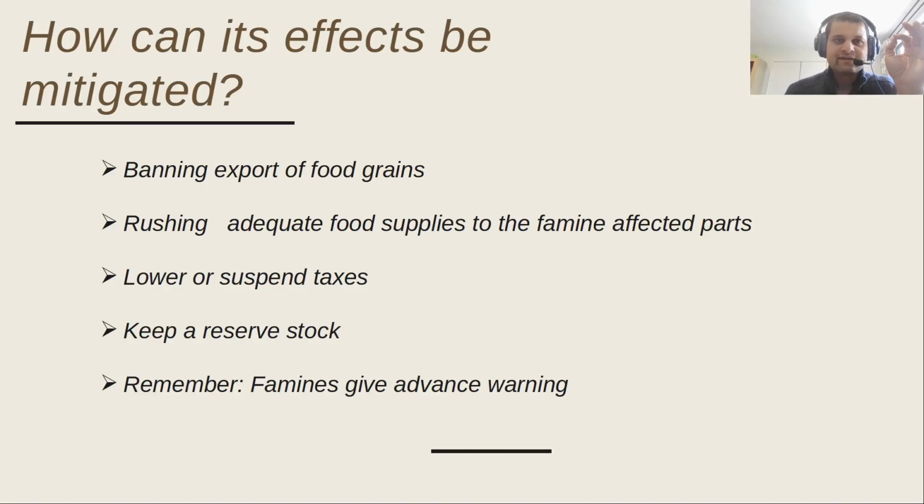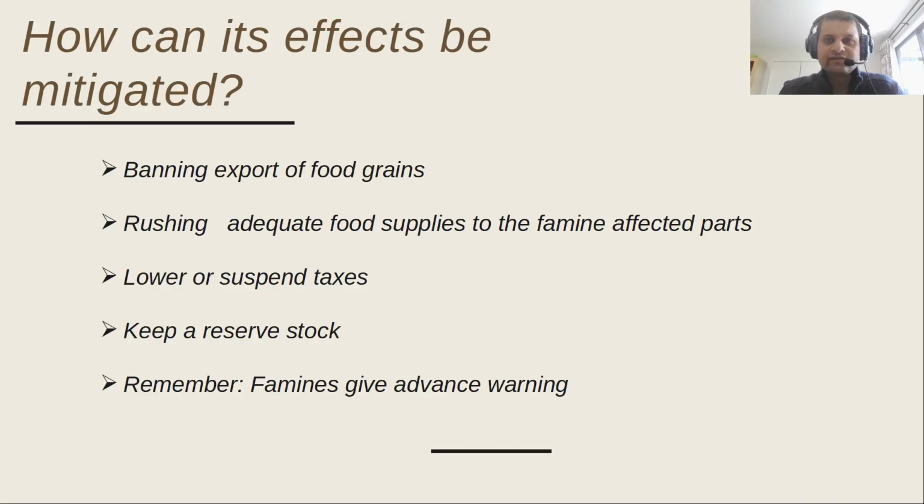Okay. So here are some of the steps by which these last two devastating consequences can be mitigated or removed altogether. First thing is, as a country, you should ban the export of food grains. So this is what India has done after 1947, after the transfer of power, where we had famine conditions on 2 or 3 different occasions, and on each occasion the food export was completely banned.